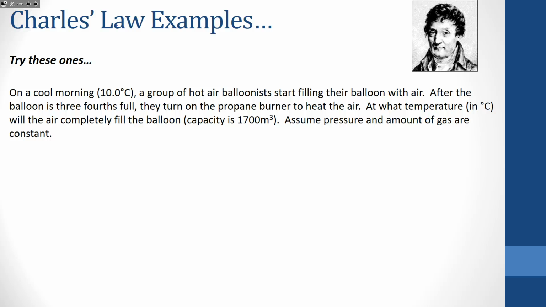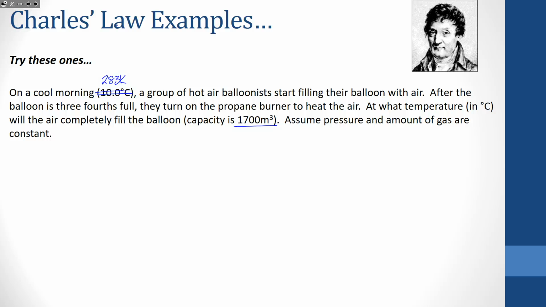So they're out on a cool morning, it's 10 degrees Celsius out, and they start filling their balloon. When the balloon is 3/4 of the way full, that's when they start to heat it. So they don't fill it full, they fill it partway full, and then they heat it from there. We want to know at what temperature the balloon will be filled to capacity, because we wouldn't want to go over that temperature. The air is starting out at 10 Celsius, but again, we're going to change this to Kelvin, so that's 283 Kelvin. I'm going to do that right away. And the balloon's capacity is 1,700 meters cubed. That's the maximum volume of the balloon.